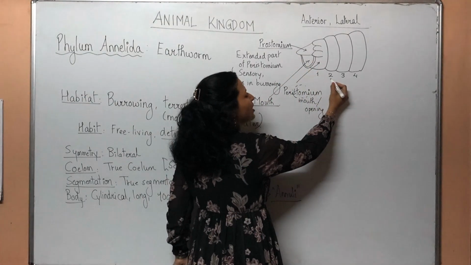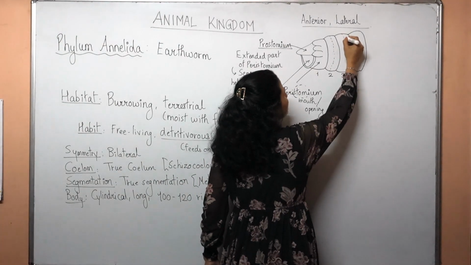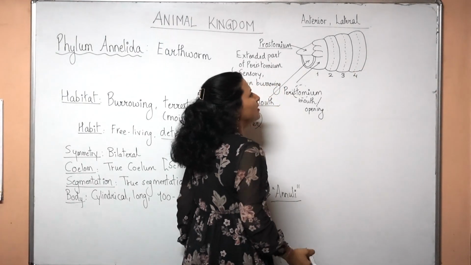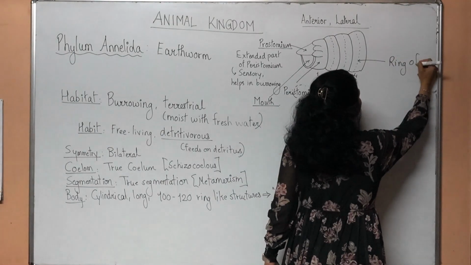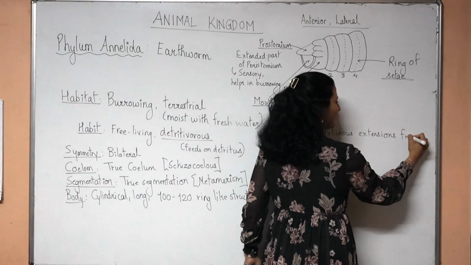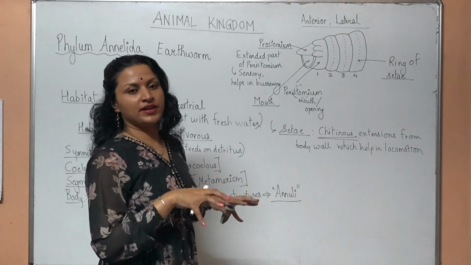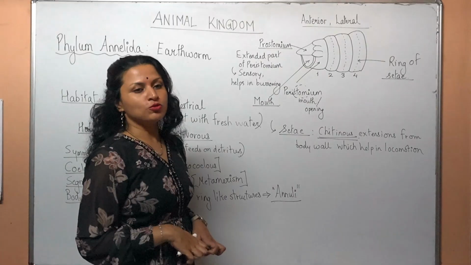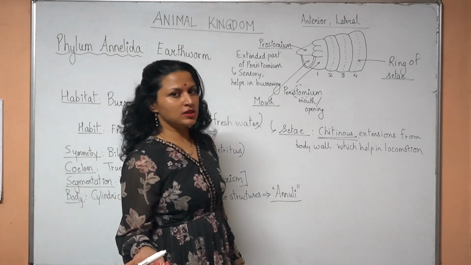After the first segment, you have the second, third, fourth segment. If you observe the second, third, fourth segment, you will find something peculiar. On every annulus, there will be a ring-like arrangement. This is the ring of setae. Setae are chitinous extensions from the body wall which help the earthworm in locomotion. They are retractile extensions on the body wall which the earthworm will use for locomotion, along with the longitudinal and circular muscles, already explained in the general characteristics.